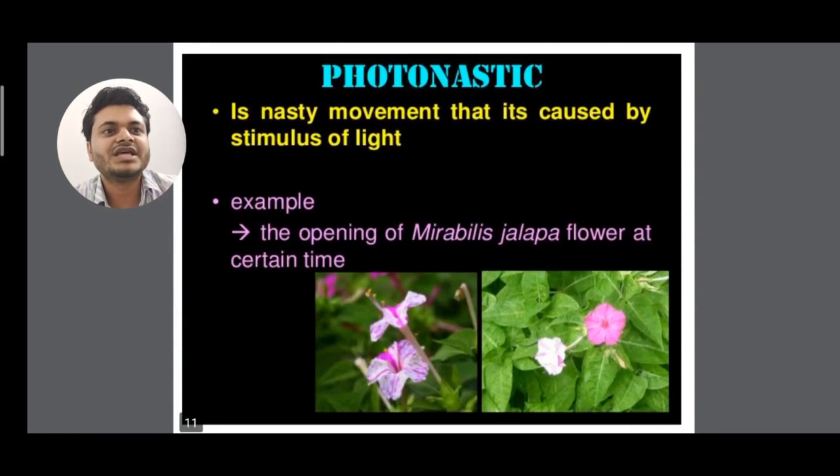Now see, what is photonasty? It is a nastic movement that is caused by the stimulus of light. Example, opening of the Mirabilis jalapa flower at a certain time, like the Mirabilis jalapa, the four o'clock plant, which flowers only in the early morning, like 4 o'clock. That's why its name is four o'clock plant, clear. A few plants bloom, that means flower, in the morning in the presence of sunlight, and a few plants flower at night, clear, like dhatura and others.